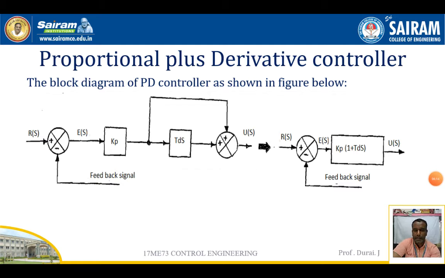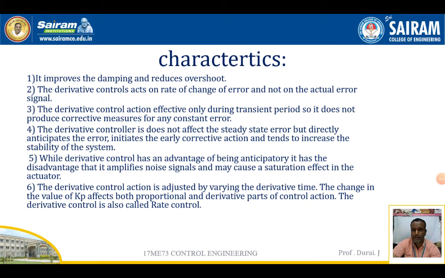Now we are going to see the characteristics of the proportional plus derivative controller. It improves the damping and reduces the overshoot. The derivative control acts on the rate of change of error and not the actual error signal. It acts effectively only during the transient period, so it does not produce corrective measures at any constant error. It does not affect the steady state error, but directly anticipates the error and initiates early corrective action, and tends to increase the stability of the system.